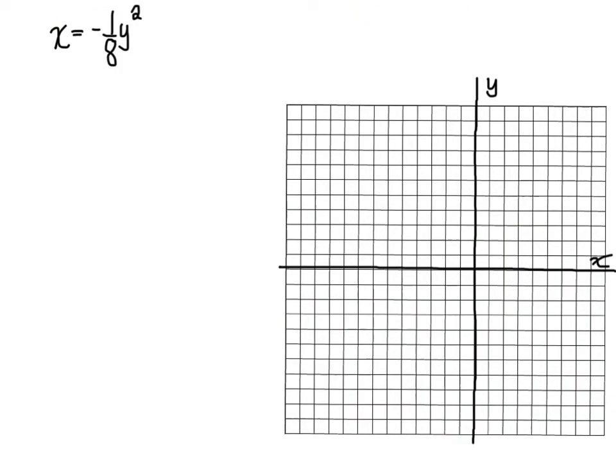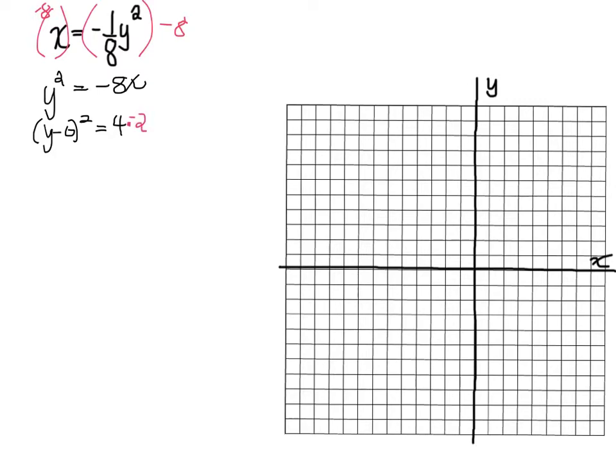So let's look at one of these new guys that's a y squared. We're going to get y squared by itself. So I'm going to multiply both sides by -8. And I'm going to get y squared equals -8x. And again, I could put it into y minus 0 squared equals 4 times p, which is -2, times x minus 0. So I know my vertex is 0, 0.